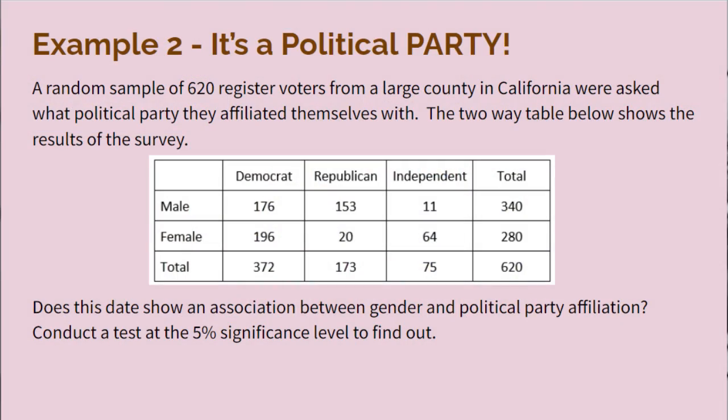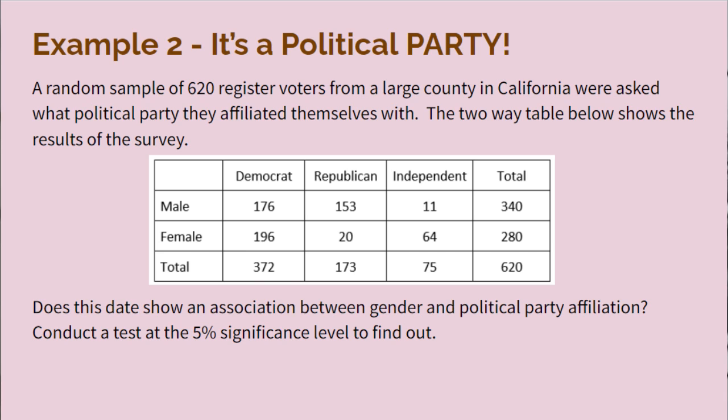So we have 2 categorical variables. First is what political party do you associate yourself with? And there's 3 categories: Democrat, Republican, or Independent. And then the second variable is your gender, male or female. So we have 2 variables, gender and political party affiliation, and they each have several different categories.